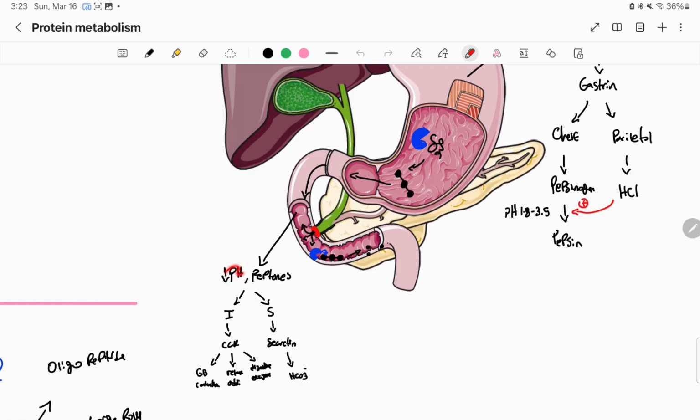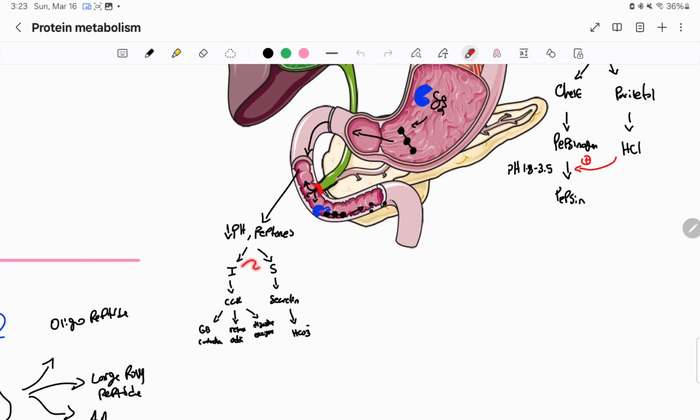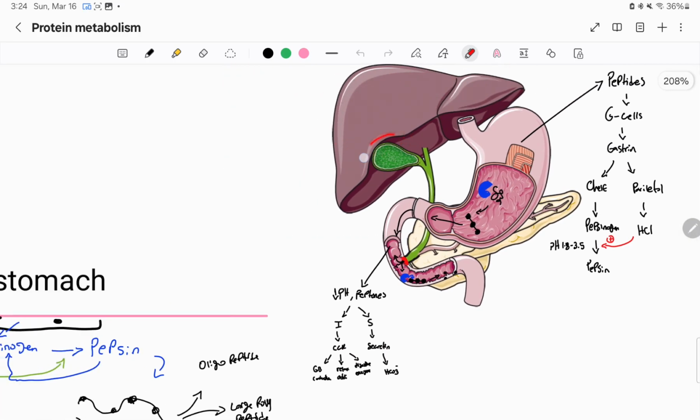Which means what? Which means it has a low pH. So this low pH and peptones, they're going to stimulate two cells, the I cells and the S cells of the small intestine. The I cells are going to secrete the hormone cholecystokinin, and the S cells are going to make secretin. Now, you guys know that the cholecystokinin will go ahead and cause gallbladder contraction, which will push the content of the gallbladder out.